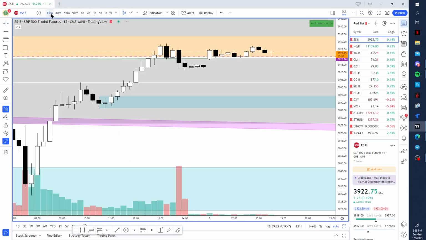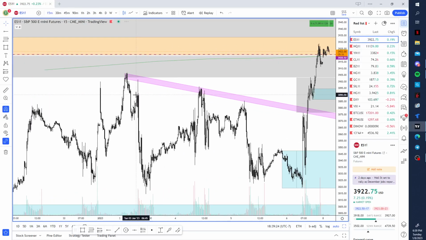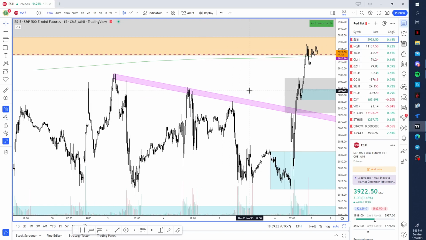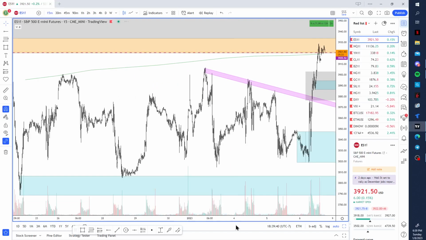What do you mean? When you were making zones earlier, would you look for it creating an imbalance or causing a change of structure, a break of structure, whatever it is, or would you just look for a small base and then a drop afterwards? Looking for a small base and then a drop afterwards.